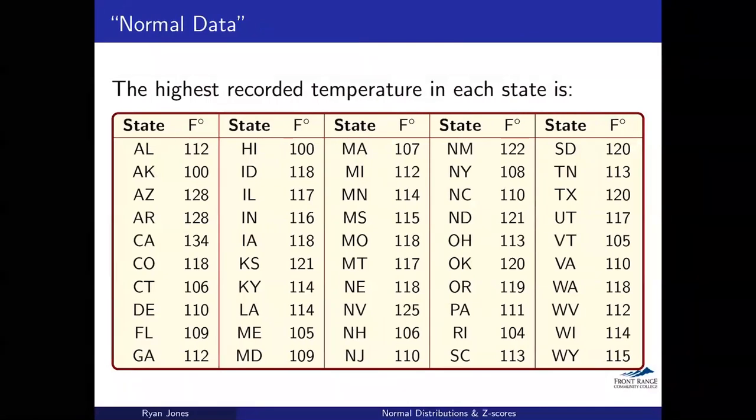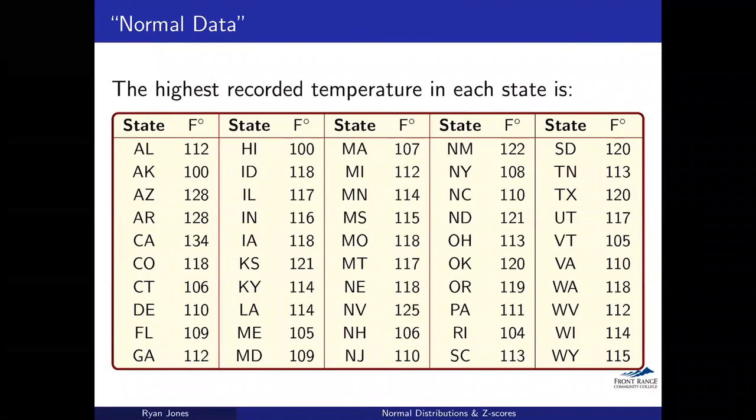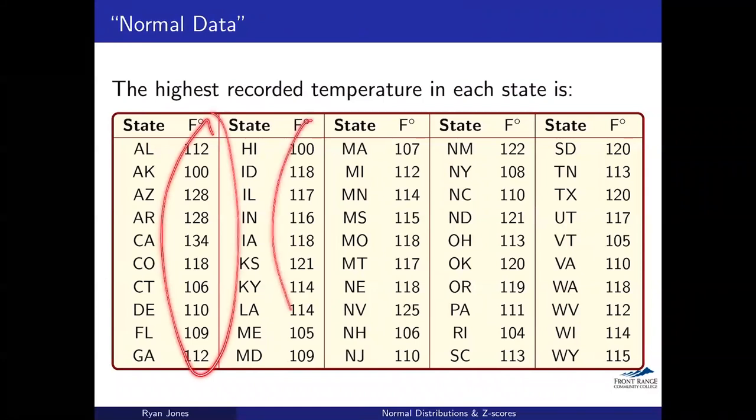So we've seen this highest recorded temperature in each state table. We've seen this before a couple times. And we've got all of this data here, and this just seems like a big blob of data, but it turns out that if we actually make a frequency distribution and then a histogram for it, it looks pretty interesting. So let's go ahead and recall ourselves doing that.